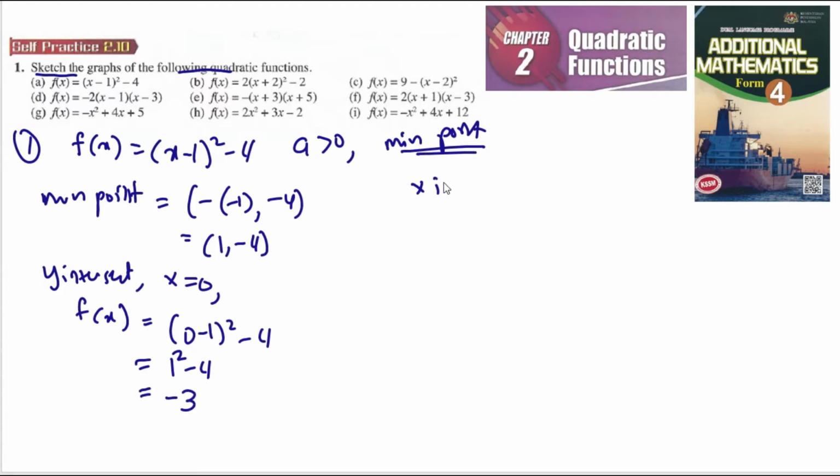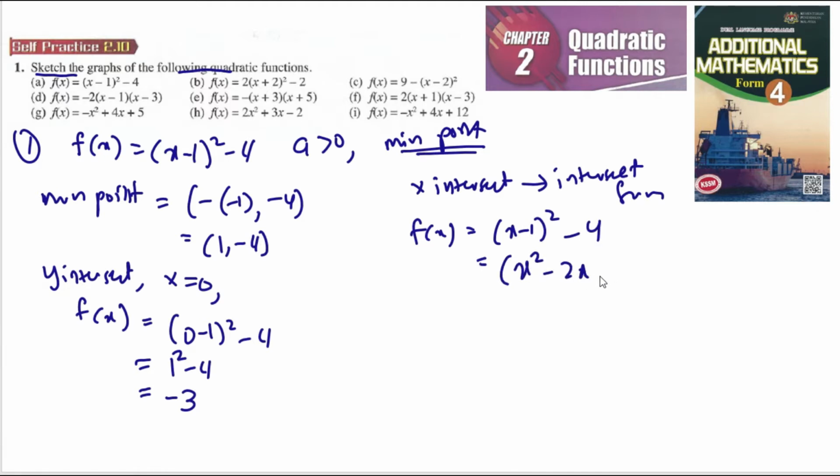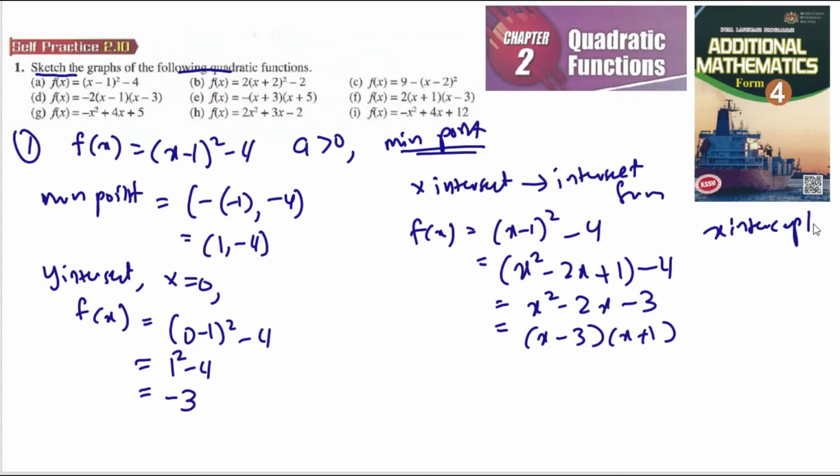So for the x-intercept, we have to change into intercept form. So f(x) is equal to (x minus 1) squared minus 4, which is equal to x squared minus 2x plus 1 minus 4. So we have x squared minus 2x plus 1 minus 4, which is equal to x squared minus 2x minus 3. So (x minus 3)(x plus 1). So the x-intercept is equal to 3 and negative 1.